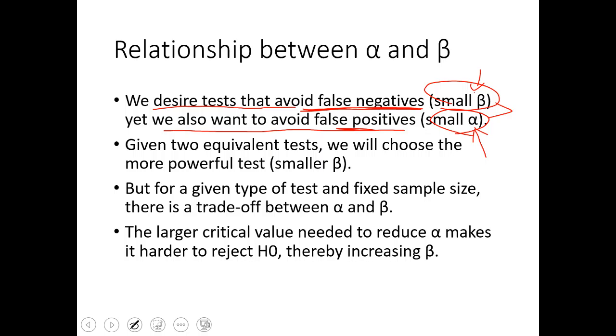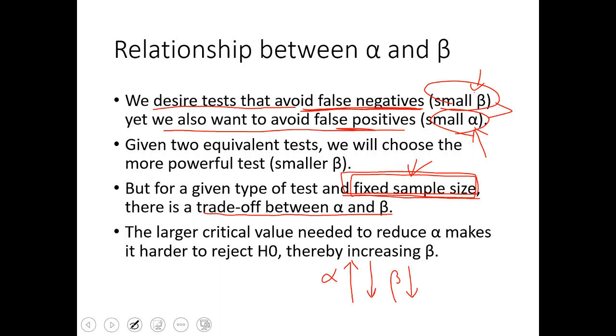But unfortunately, if you collect the data and the sample size is fixed, then we have a trade-off between alpha and beta. That means if the sample size is fixed, then as alpha increases, beta decreases, and as alpha decreases, beta increases. Okay. We want both alpha and beta to go down, but it is impossible if the sample size is fixed.